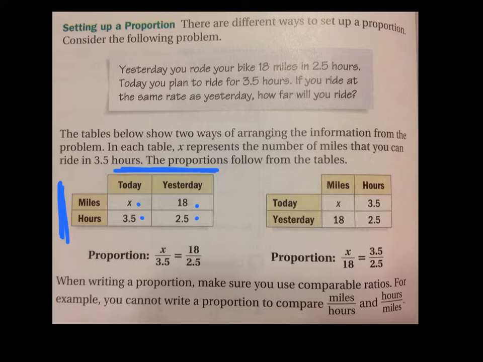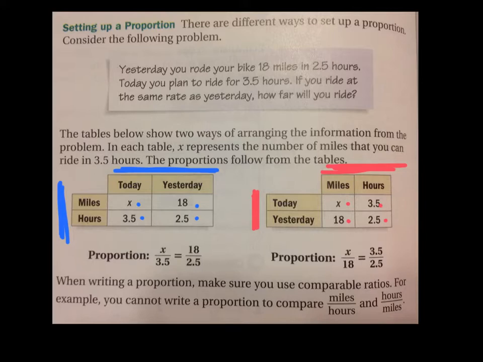Okay. The other way you could set up this table is to put today and yesterday on your x-axis and miles and hours on your y-axis. Okay. So today you rode X, or you're going to ride X miles. You don't yet know how far it is. Yesterday you rode 18 miles. Today you're going to spend 3.5 hours riding. Yesterday you spent 2.5 hours riding.